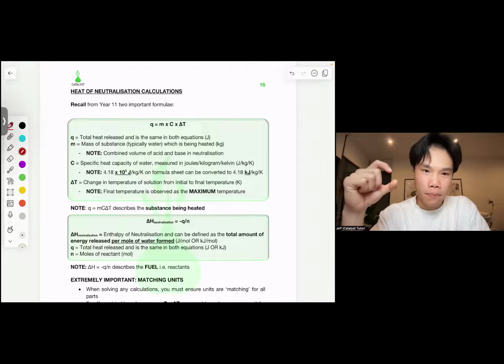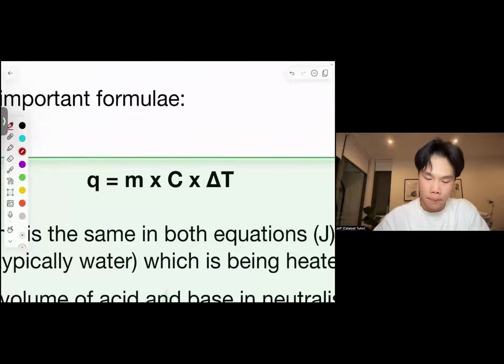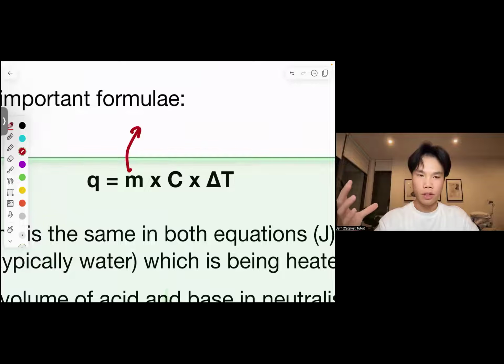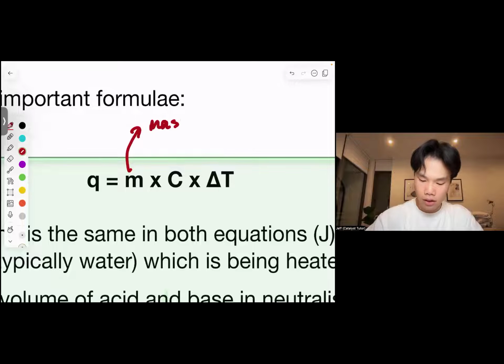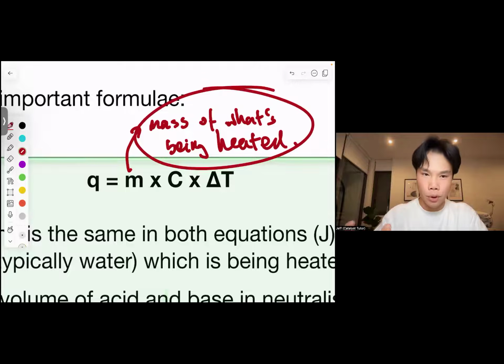What is m in Q equals mc delta T? The most commonly confused variable. How do you define m? Mass of water, but even more generally, what if mass of what's being heated? Very good. Whatever you're heating is m. So you want the mass of what's being heated. That is your m in Q equals mc delta T. Do not mix it up with the fuel you're burning. The most common calculation mistake here.